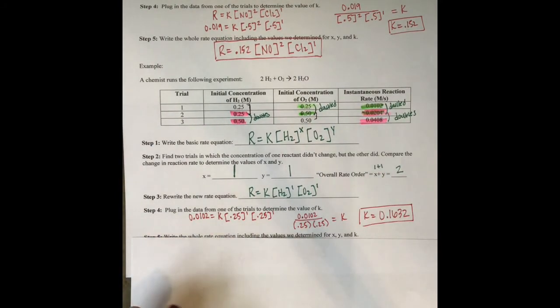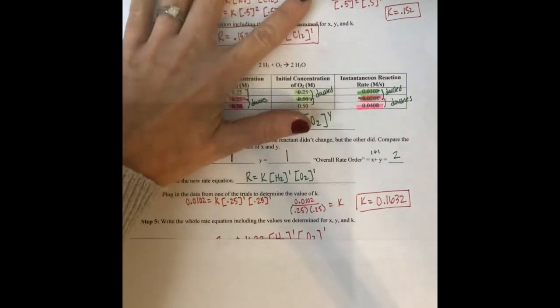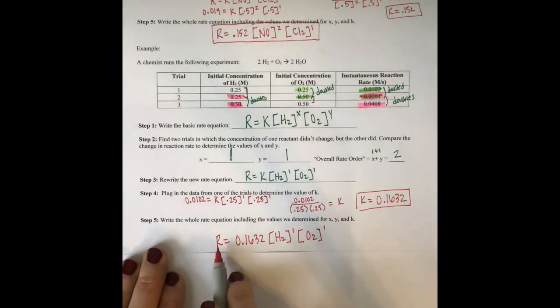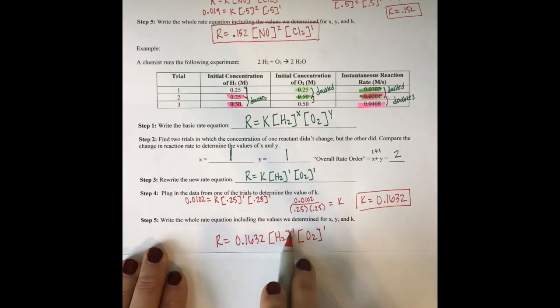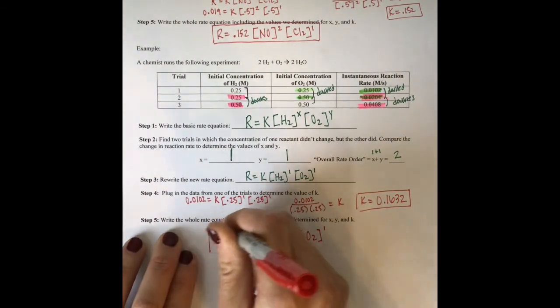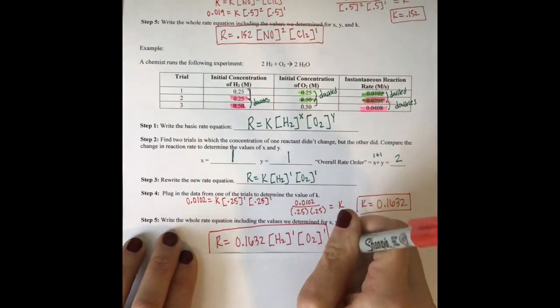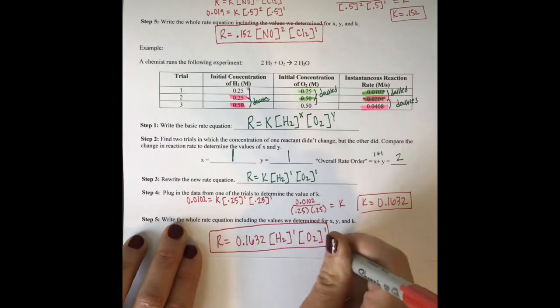And then to finish out the entire problem, you're putting it all together. Your reaction rate is equal to your rate constant times the concentration of hydrogen to the first times the concentration of oxygen to the first. You've written an entire reaction rate.